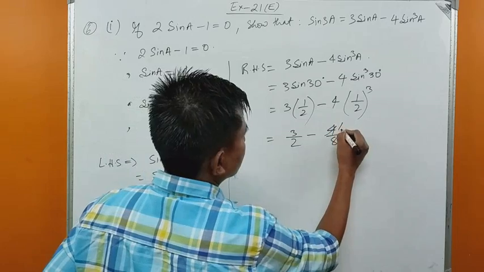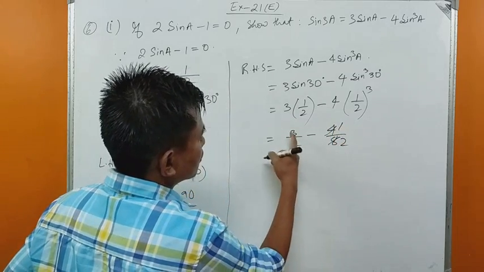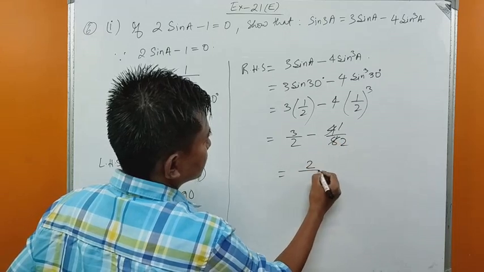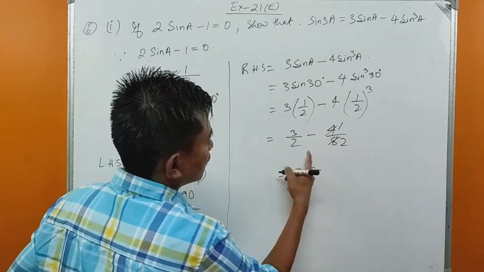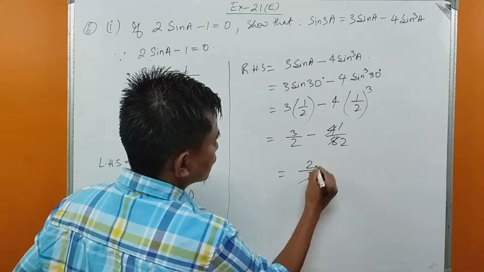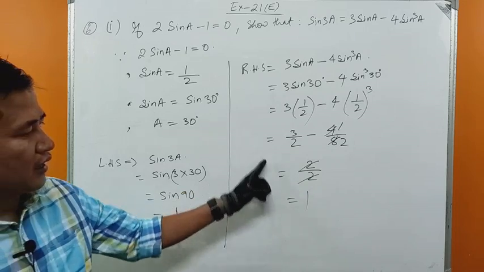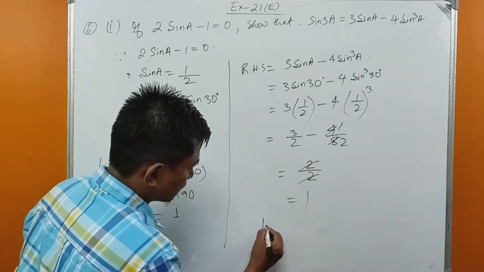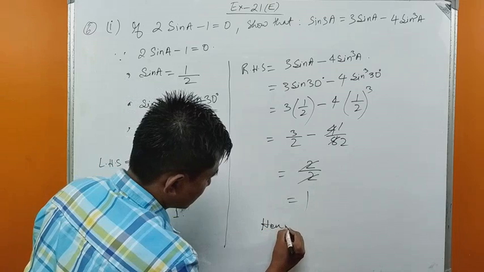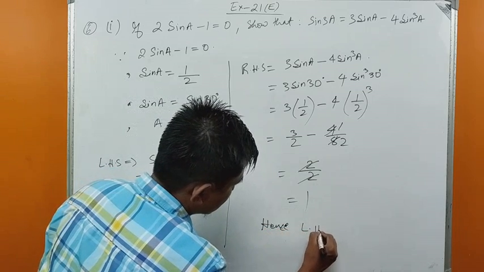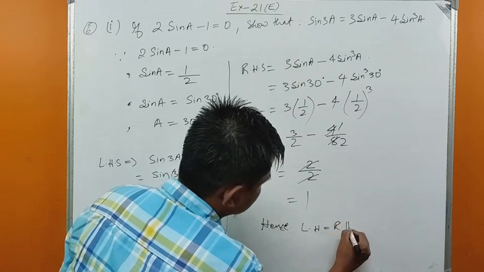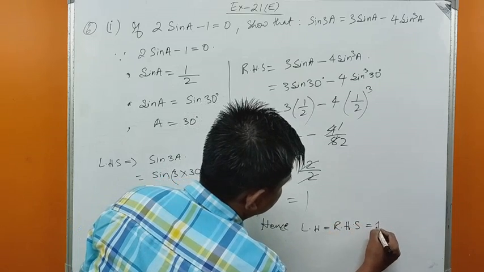So 4 ones are 4, 4 twos are 8. So 3 minus 1 is 2, 2 upon 2. So this is 1, isn't it? So LHS is 1 and RHS is 1. Hence proved. LHS equal to RHS equals to 1.